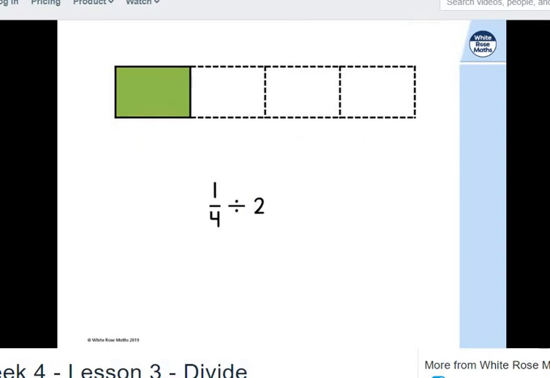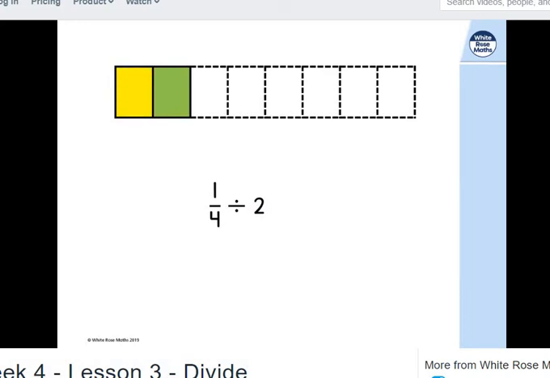Let's have a look. Here's 1/4. Divide by 2. Remember, we thought about divide by 2 as being into 2 parts. Let's split it into 2 parts. And I want 1 of those 2 parts. But remember, I would have to do the same to every quarter. Otherwise, the parts aren't equal.